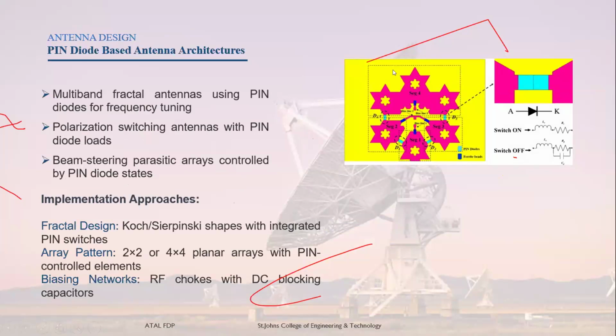Look at this fractal antenna. This is a fractal antenna. Different segments are there. This is segment 1, this is segment 2, segment 4, segment 1. And look at these diodes, D1, D2, D3.